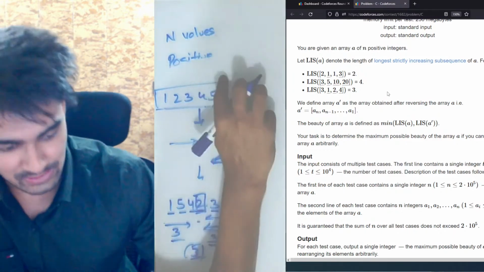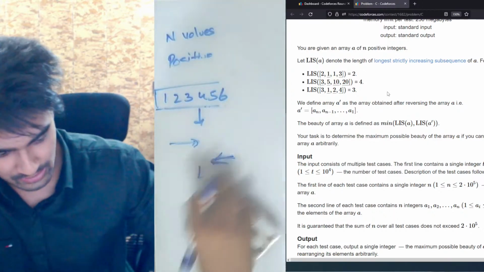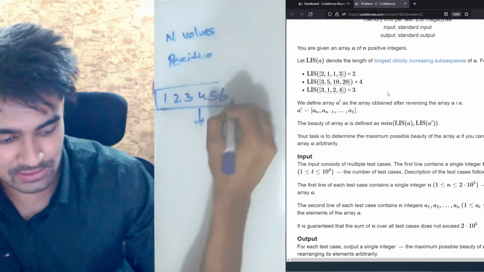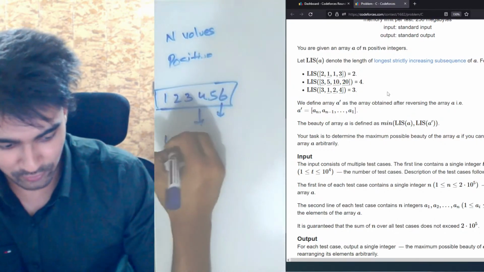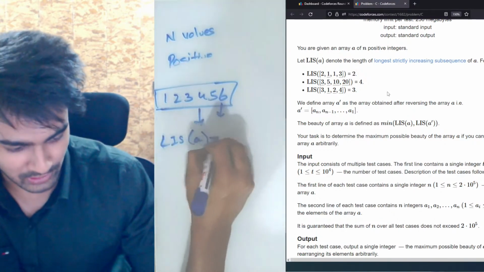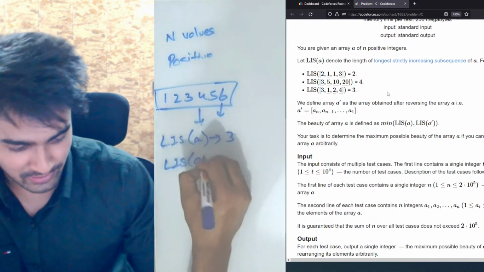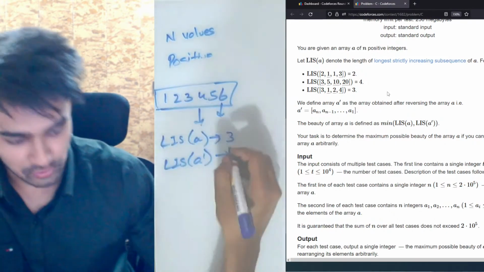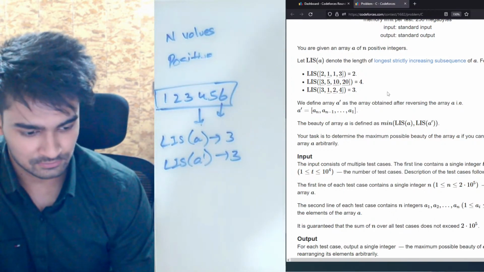Let's say we added 6 as well. If we added 6 as well, we know we can take half of these values from left to right and half of these values from right to left. So LIS of A would actually be 6 by 2, which is 3, and the LIS of A dash would also be 3. Perfect.